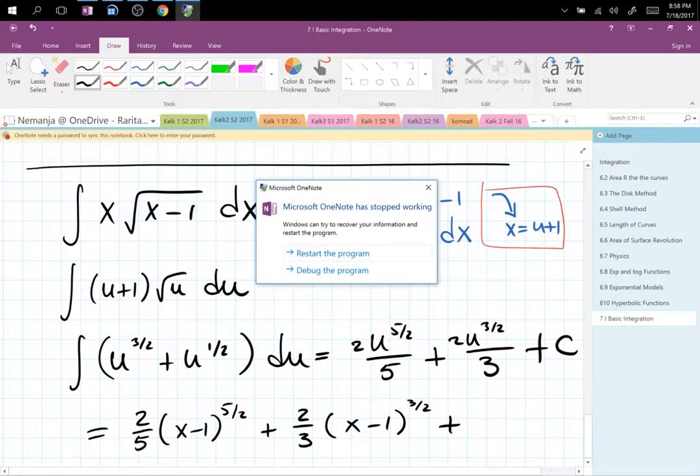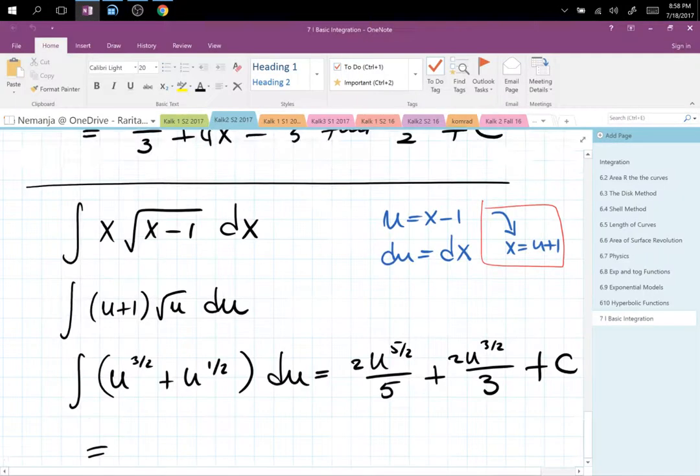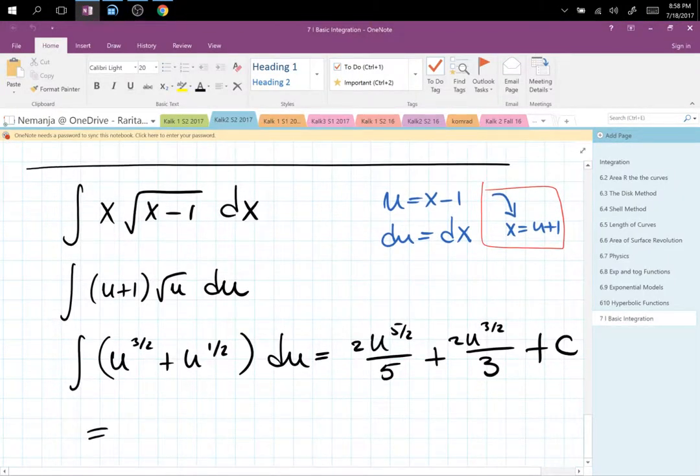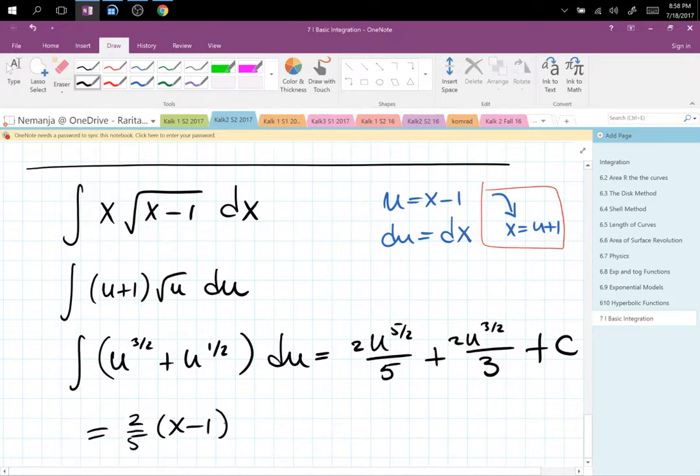And crash. Yep, as soon as I want to write plus C. So all I need to do now is to write everything from scratch, and that's it. I think we made it this time.